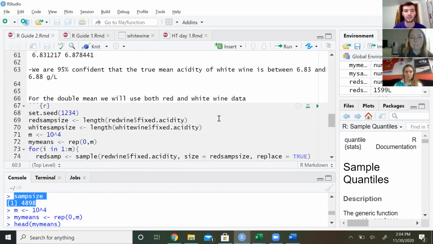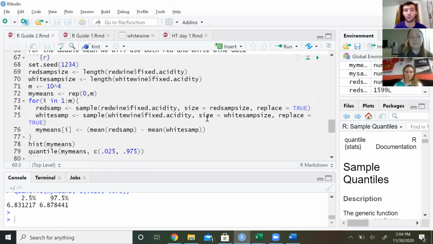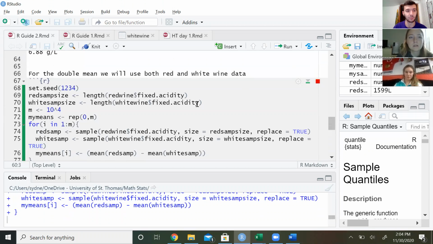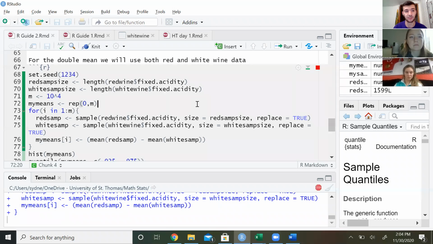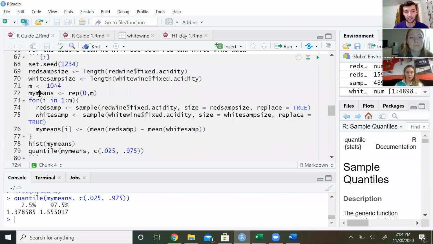Yeah, so now getting into the difference in means, we use a double mean for both red and white wine. Same thing as before, we have a set seed, making our data replicable. We have now two vectors, red sample size and white sample size, which are the lengths of their fixed acidities. We have m being the same, 10 to the fourth, how many bootstrap resamples we create. My means, the vector that gets populated in the for loop. And then we have the for loop. In this for loop, this time we have two means, being red samp and white samp. They sample from their respective data.